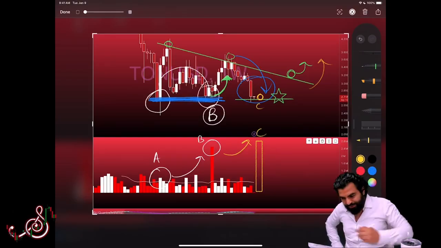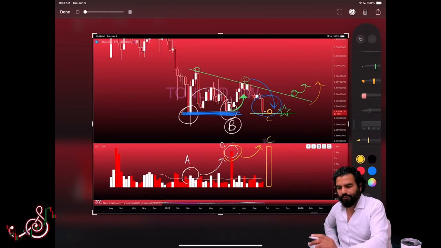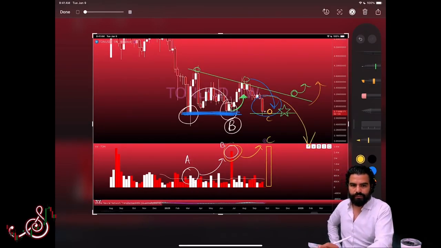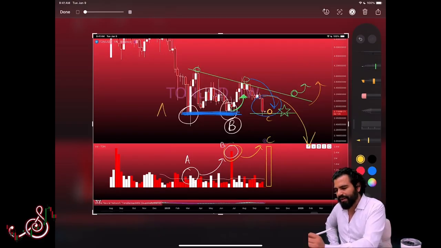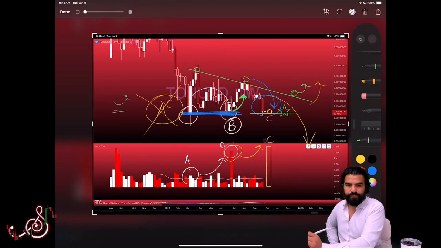In fact, if the volume is higher than B, then we're actually going to go lower, because that means the buyers have not won the game. Buyers have not won because the volume is increasing. Okay, 1, 2, 3. Increase, equal to, or aggregately high.